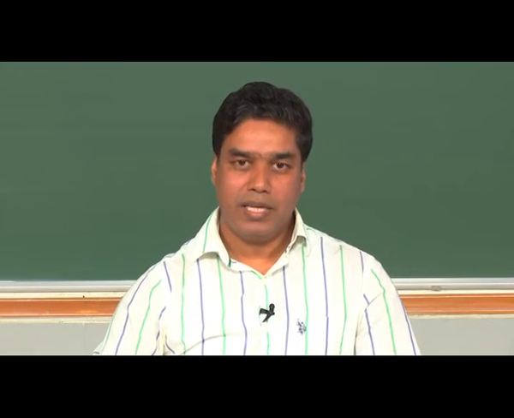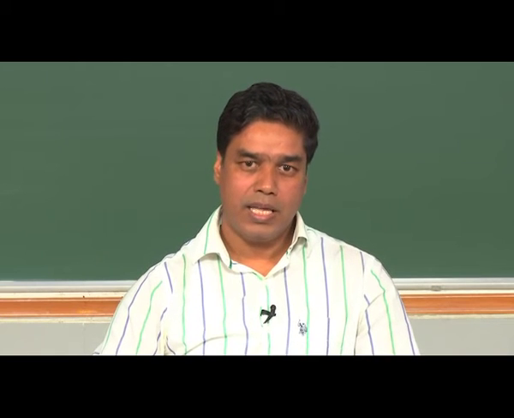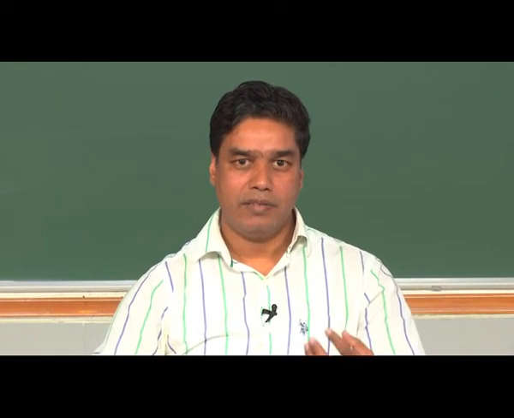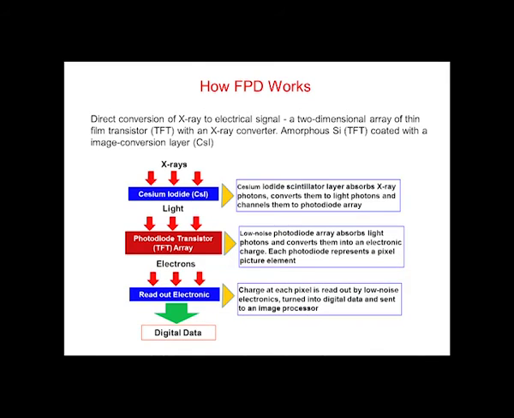to absorb X-ray radiation and then release light photons, and once these light photons are released, they will be sent to the photodiode layer, the photodiode transistor layer which is just below the scintillator layer, and these photons will now be converted into an electrical signal. So, this is the scheme of how these scintillator based FPDs work.